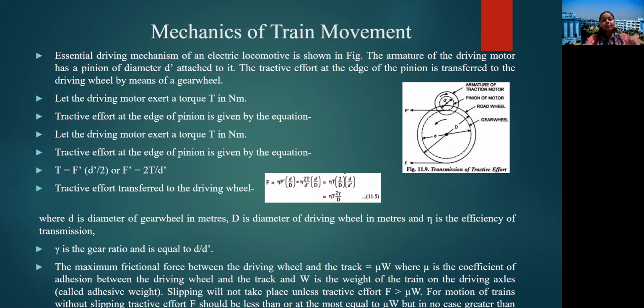So this is the funda that we can say that the total tractive effort F should not be higher than mu W, or at most it can be equal to mu W, to avoid the slipping of the tractive motors or the locomotives.